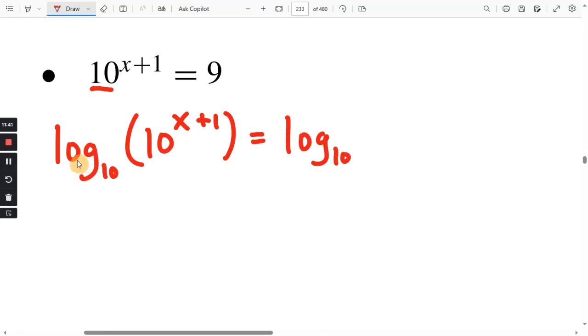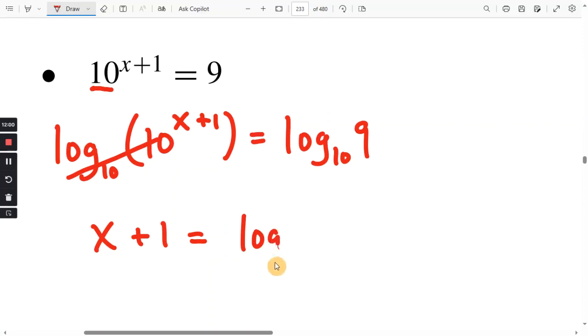All right, the base of the log is 10. The base here is 10, so those cancel, and we're just left with the x plus 1, the exponent. I'm sorry, I forgot to write the 9. Log base 10 of 9. When it's base 10, you don't need to write the base, so it's just the log of 9.